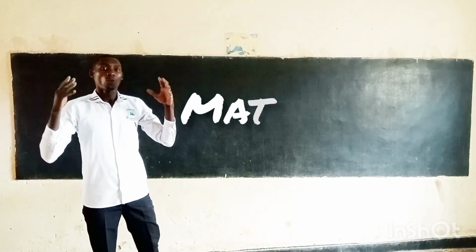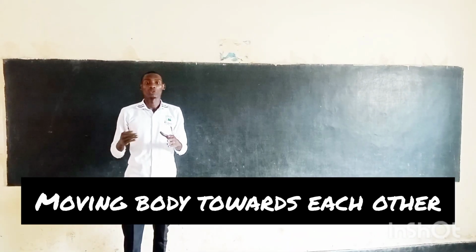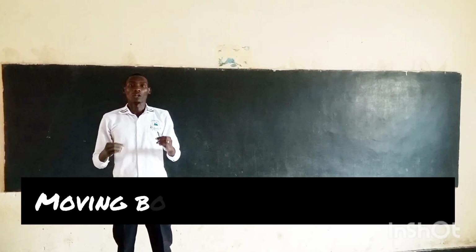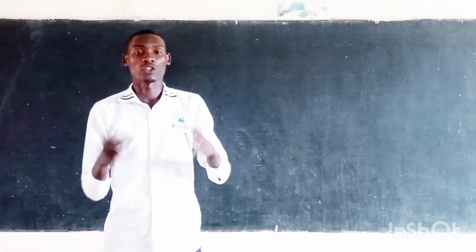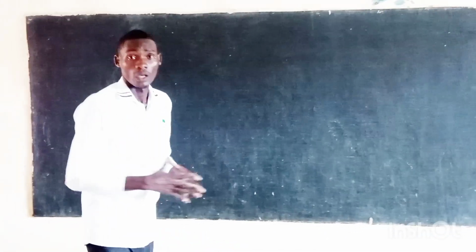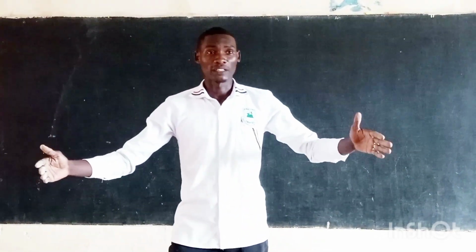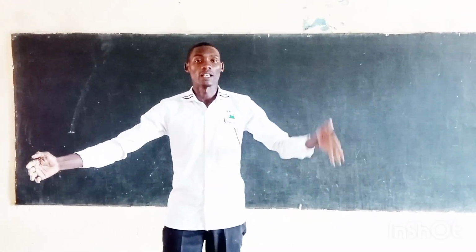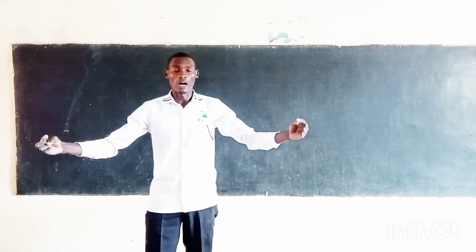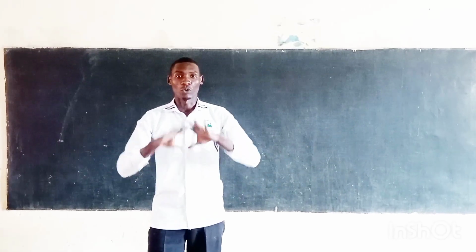By now, today, we are going to study a new content which is called moving body towards each other. For example, in this content, you have to know that if the body is moving towards each other. Let's just take a simple example. We have two cities, like city A and city B. And there is a car which is at city A, and another car is at city B. Now, these two cars are going to move towards each other. So, very nice. Today, it is what we are going to focus on.